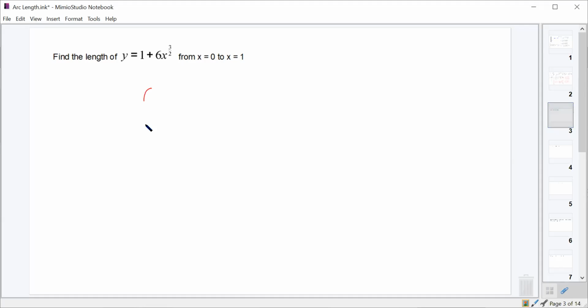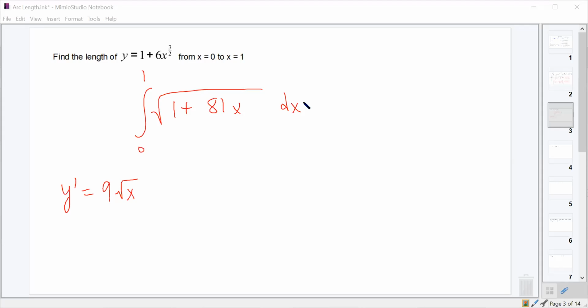First off, it should be an integral from 0 to 1, right? And it ought to be the square root of 1 plus the derivative of this squared. So what's y prime? y prime ought to be 9x to the 1/2, or 9 root x. And if we square that, it ought to just be 81x dx. And that ought to give us the entire length of that function from x equals 0 to x equals 1.